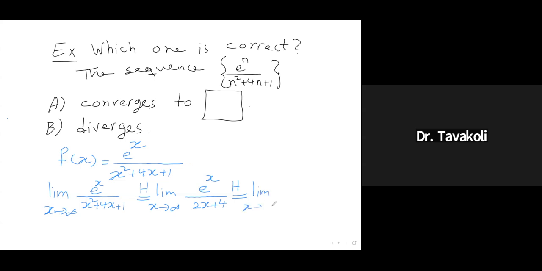The derivative of e to the x is e to the x. The derivative of 2x plus 4 is 2. Here we cannot use L'Hopital anymore because there is no ambiguity. When x tends to infinity, the top is e to the power of infinity, which is infinity, and the bottom is just 2. And infinity divided by 2 is infinity. No L'Hopital anymore. So this tends to infinity, meaning that it is a divergent sequence.